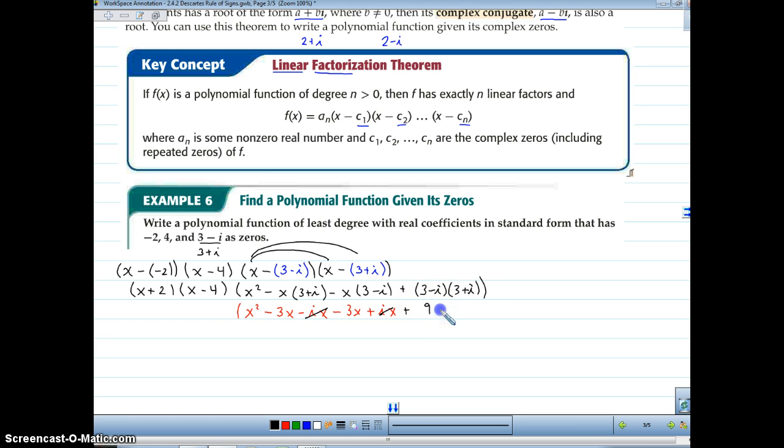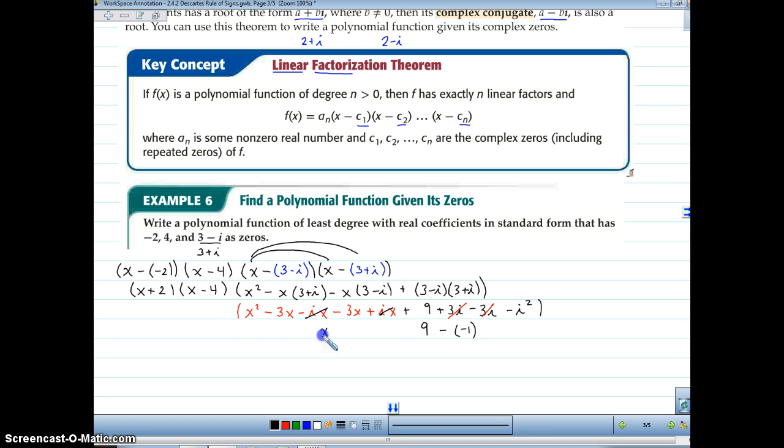3 times i is 3i. Negative i times 3 is negative 3i. Again, they should cancel out. That lets us know we're doing the right thing. And then negative i times negative i is negative i squared, which will change back into a real number. i squared is negative 1. So this becomes 9 minus negative 1 at the end.